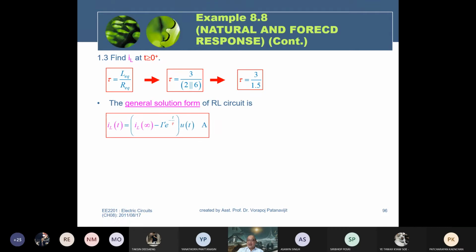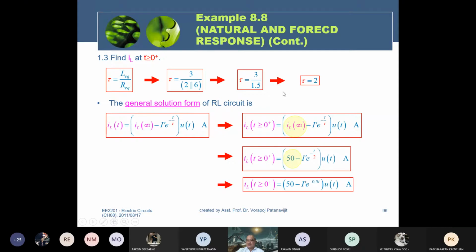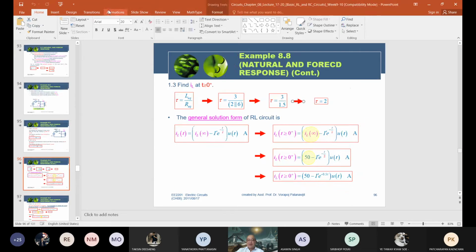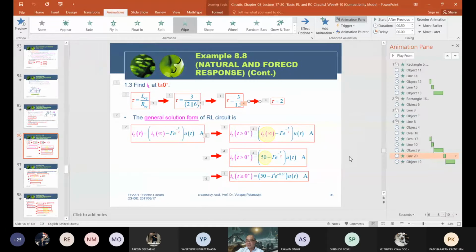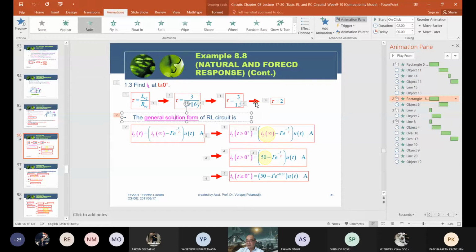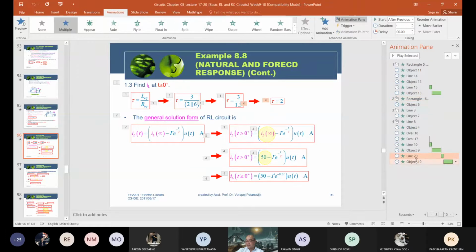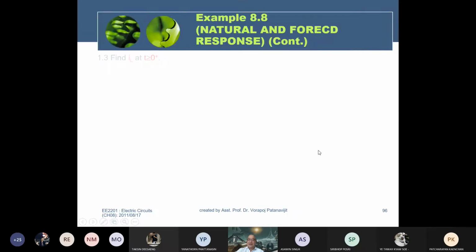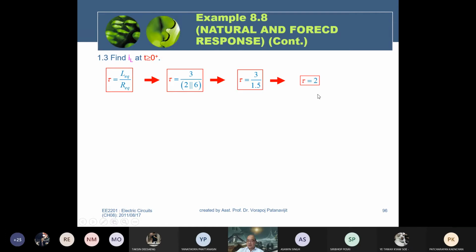Therefore, in this case, the solution will be here. Wait a minute. Sorry for this disorder animation. Okay. Therefore, the tau constant equals 3 divided by 2 parallel with the 6 ohm, equal to 2 seconds.